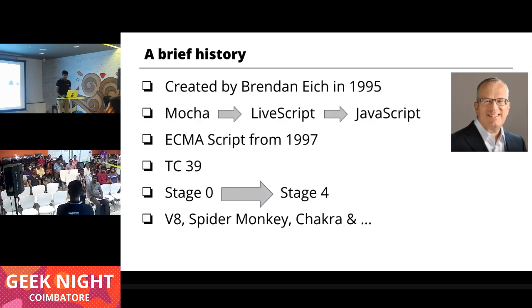Before we start the main agenda, a brief history of what JavaScript is and how it has evolved. JavaScript was created by Brendan Eich in 1995. It was initially released in Netscape Navigator 2.0 with the name Mocha, and then it changed to LiveScript. Netscape and Sun Microsystems were collaborating at that time, and then they changed the name to JavaScript to be aligned with Java so that it gets more attention.